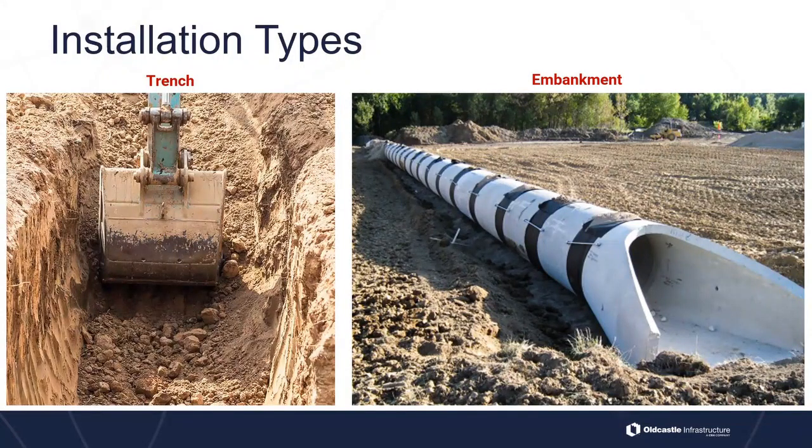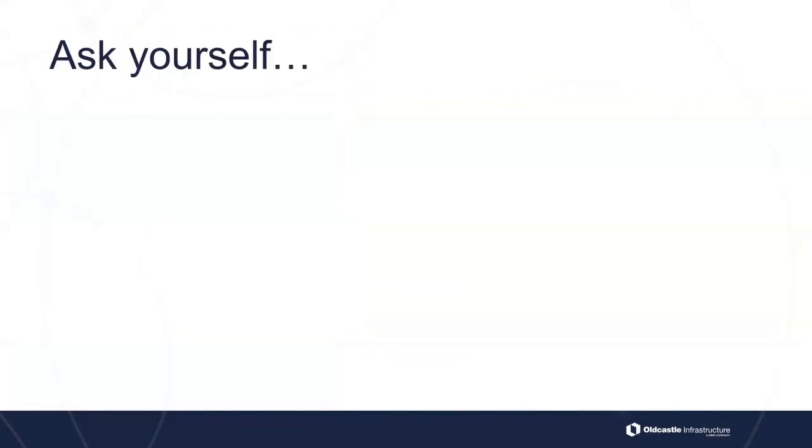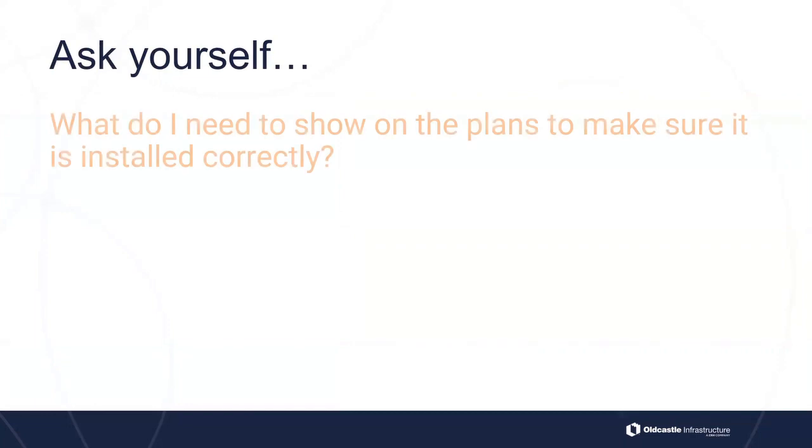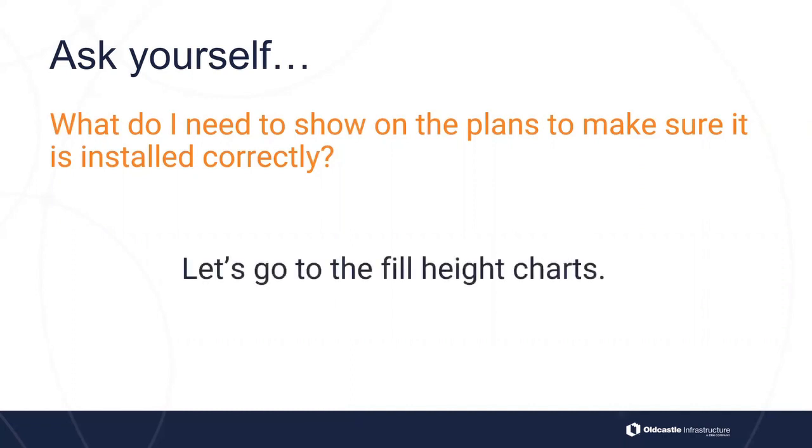So we got to keep in mind which type of installation we're looking at so that we can make sure that we're using it correctly. So again, we want to ask ourselves as the design engineer, what do I need to show on the plans to make sure it's installed correctly? So we already talked about some of the things we need to include, but let's go to the fill height charts, right? A great place to start, fill height charts. If we need to look at what the design is and what class of pipe we need, we talked about our installation type and our bedding that we need to use, and we also talked about the class of pipe. So let's go right into the fill height charts.